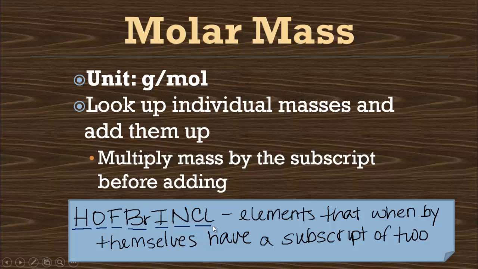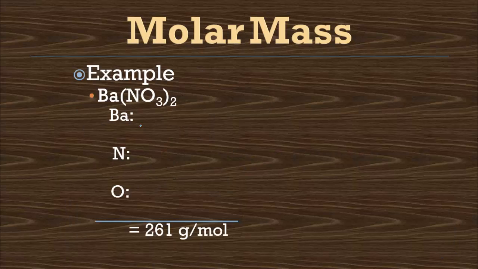So let's just watch out for those as we go through into further chapters and a little bit further into this video or this chapter. So let's begin by looking at an example of barium nitrate, or BaNO3. What we're going to do is we're going to look up the individual masses. Remember, when we look up the mass, we're going to round it to the nearest whole number. So the masses that I'm going to write are going to be those rounded masses.